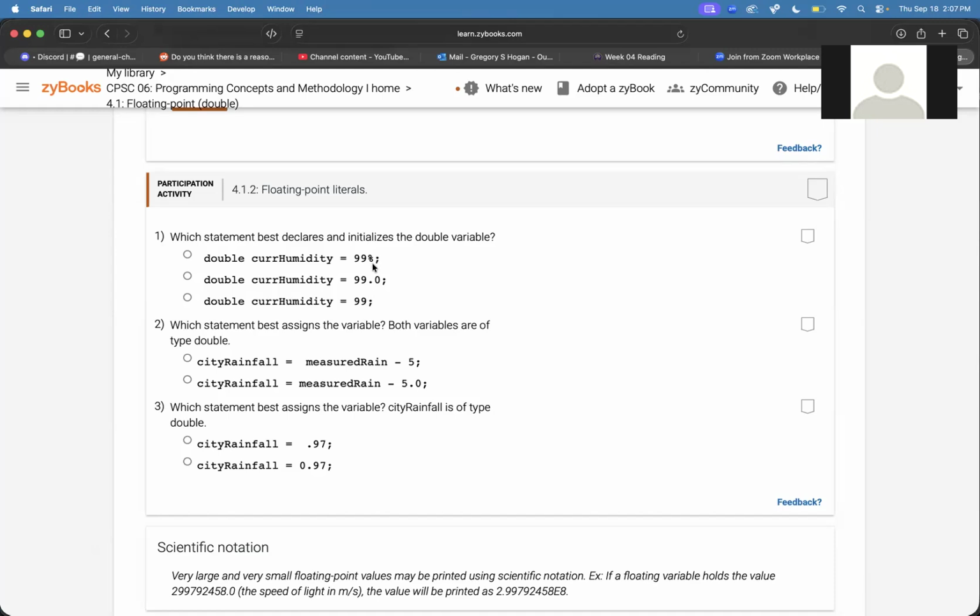The top one is bad because the percent sign is not going to be in there if you're initializing a double. You need to just type a number. The second one is the right way. Okay.